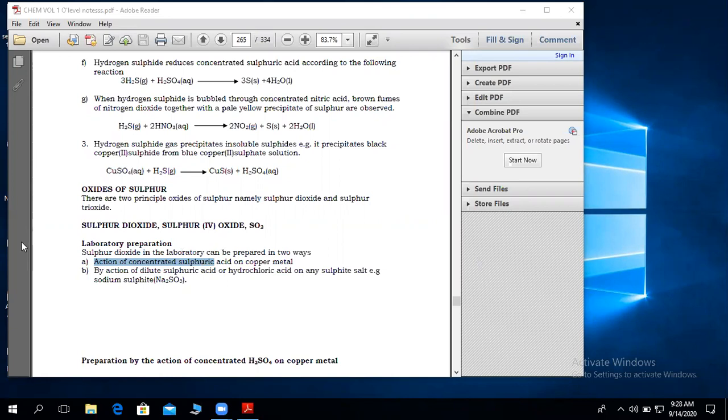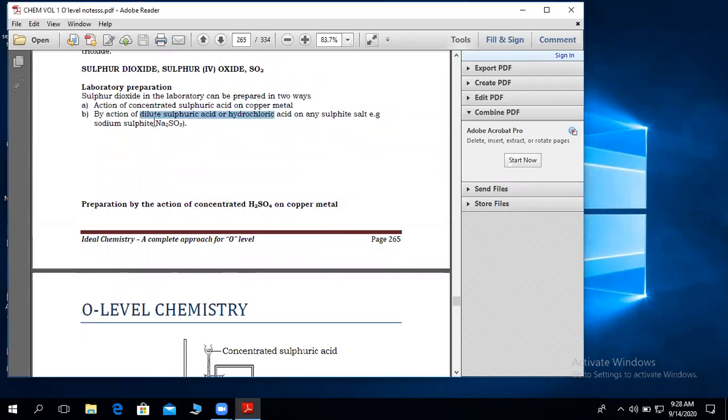Now, another method, part B, is by using sodium sulfite. But when we use sodium sulfite, the condition is that sulfuric acid must be dilute, or we can use hydrochloric acid. Sodium sulfite, not sodium sulfate. And remember, sodium sulfate will be Na2SO4. We are using sodium sulfite and dilute acid like dilute hydrochloric acid. The diagram is here.